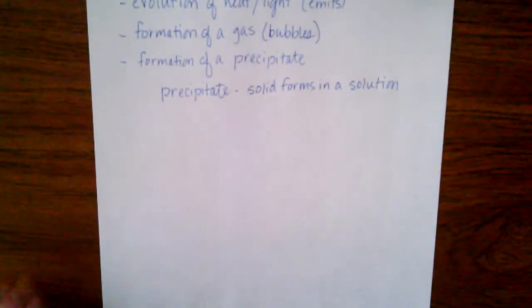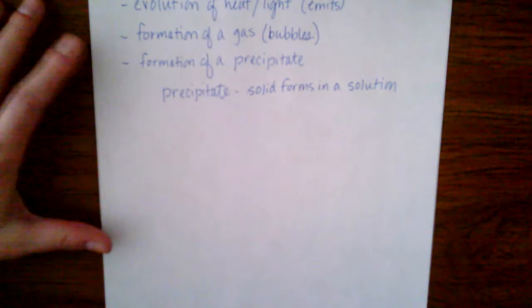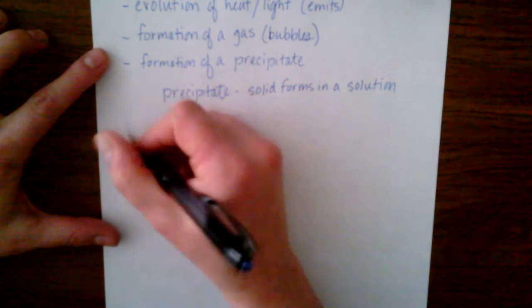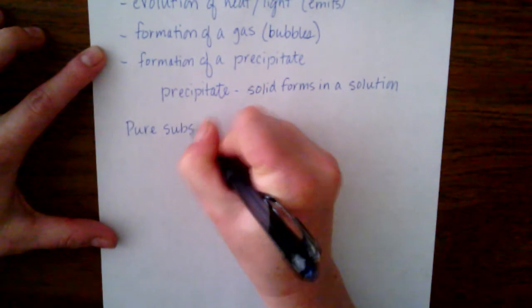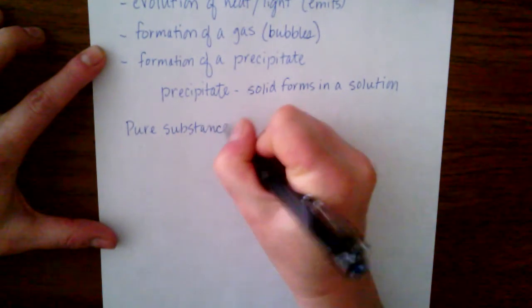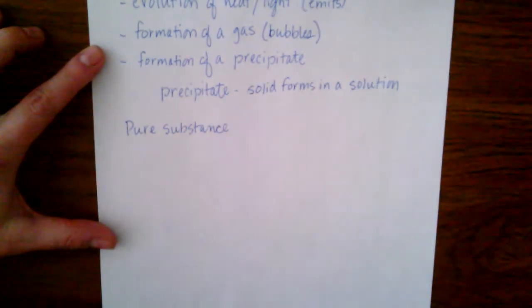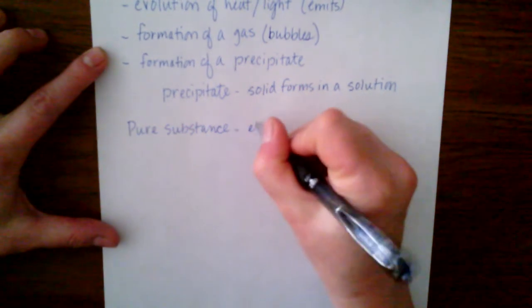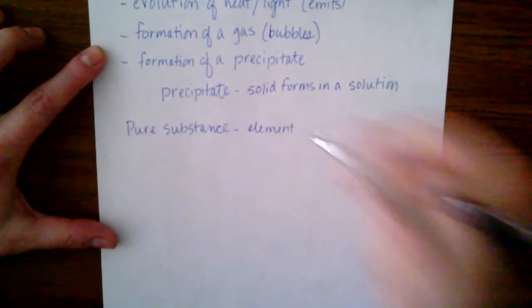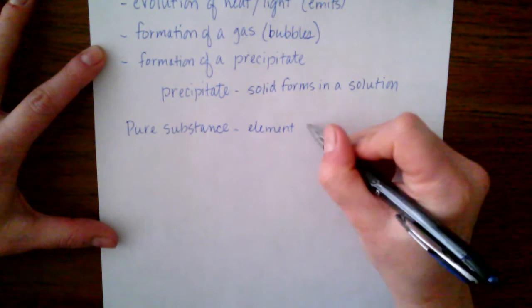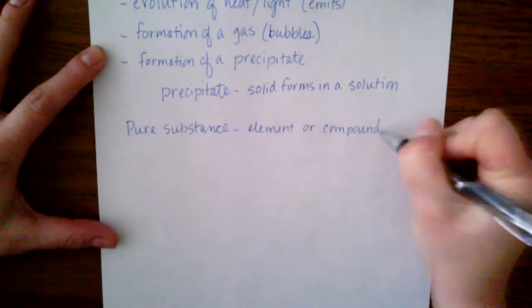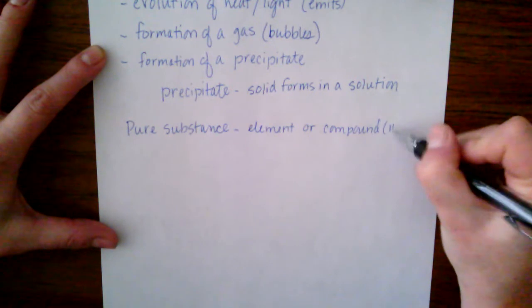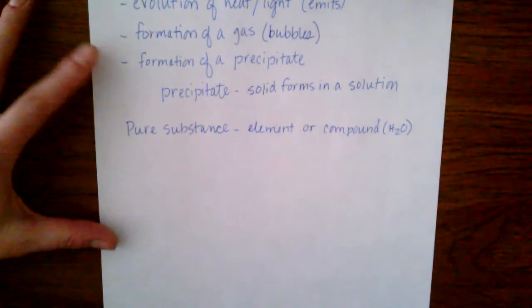Okay, so moving on, and we are still reviewing, that's why I'm kind of going through these quickly. I mentioned pure substance earlier. So a pure substance doesn't have anything mixed with it. Pure substance can be an element or a compound. So an element remembers anything from the periodic table, or compound. So like you can have pure water, as long as it doesn't have anything else in it.